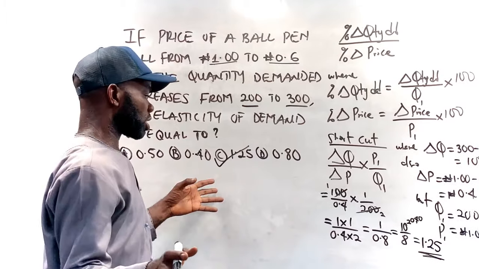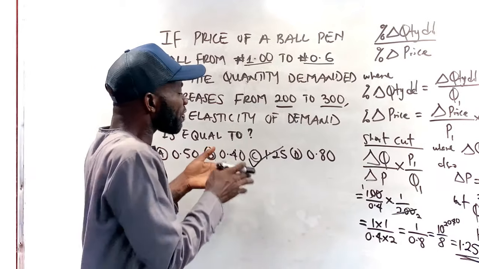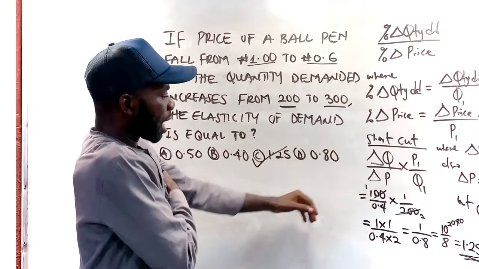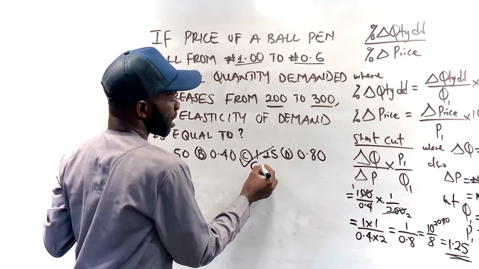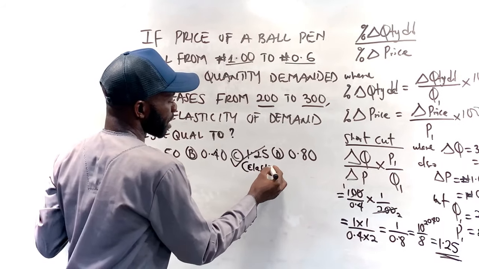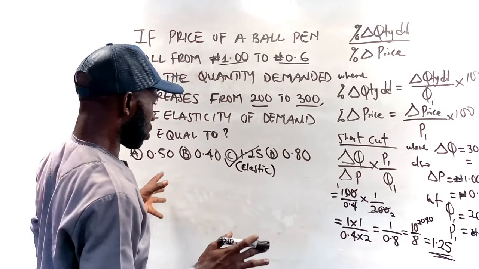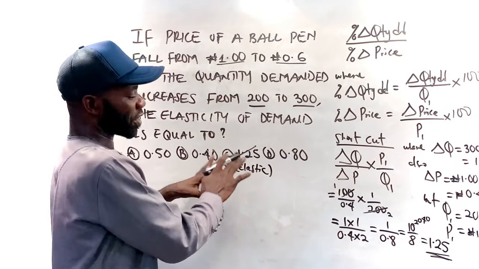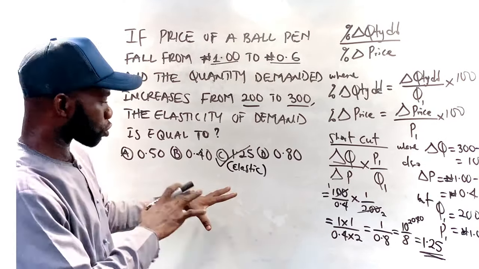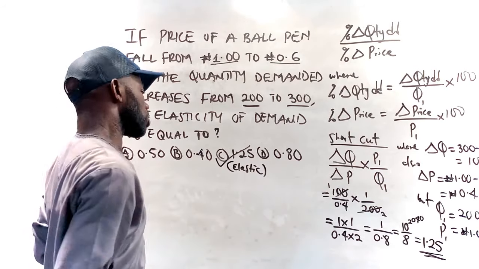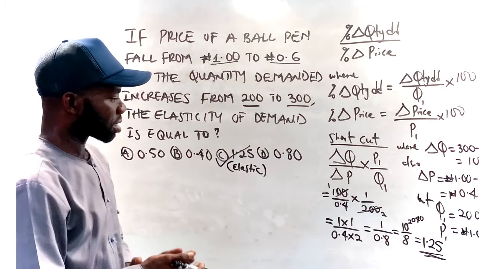I want to add something, please, before we end it. The examiner can also decide to ask you for the interpretation of this answer. This answer represents elastic demand. So price elasticity of demand in this case is elastic. In case the examiner comes up with interpretation instead of leaving you at the figure, take note. There are questions where the examiner wants you to stretch you a bit. But if it remains at just the calculation, then what we have is 1.25, which is option C. And that's it.